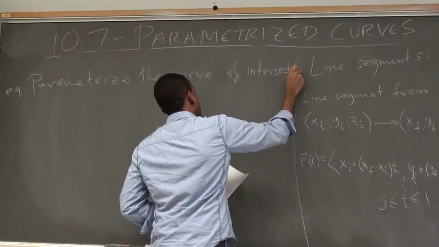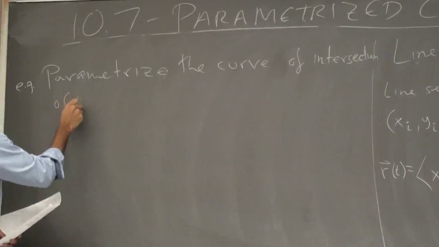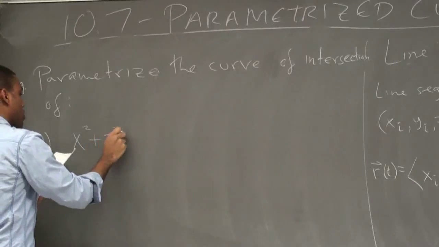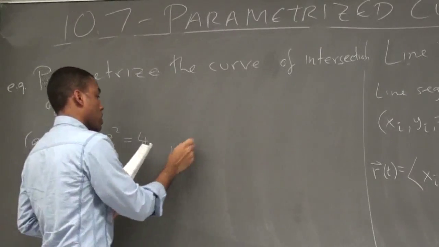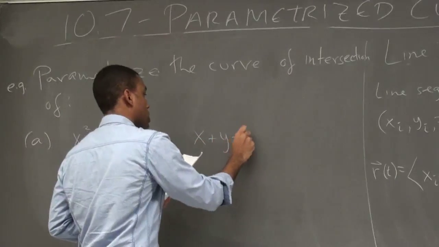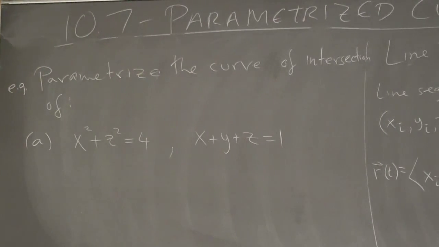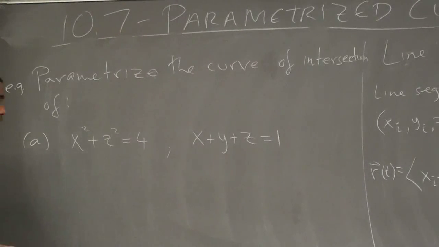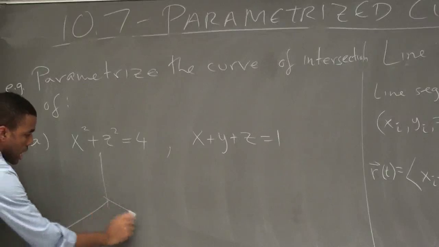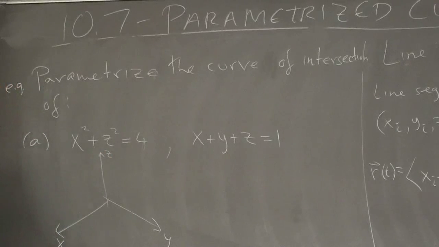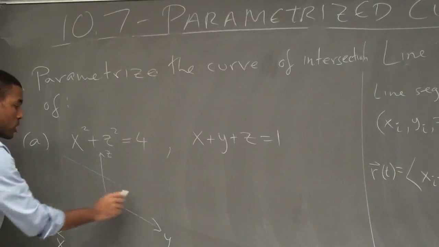A lot of times we're going to talk about intersection curves. So let's say I want to intersect x squared plus z squared equals 4 with x plus y plus z equals 1. What kind of surface is this? It's a circular cylinder, right? How would you draw it? What would it look like? Well, it would be along the y-axis. So it'd be pointing out in the y direction. Yeah, it would be running along it.